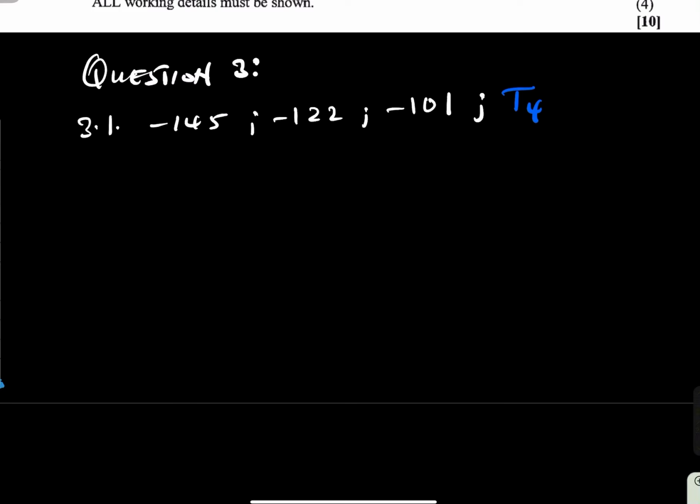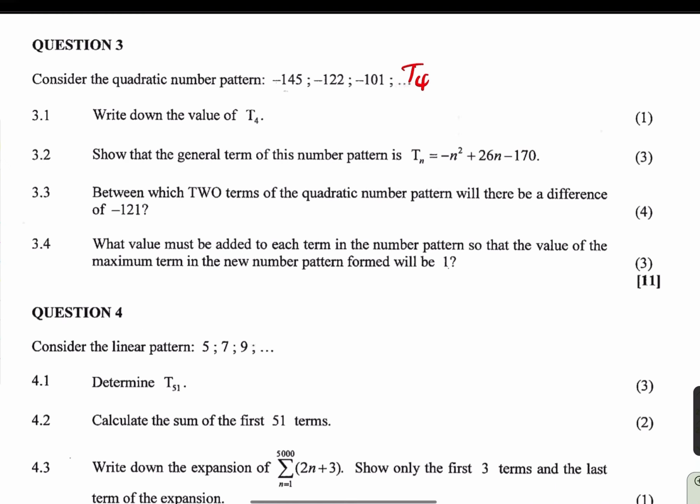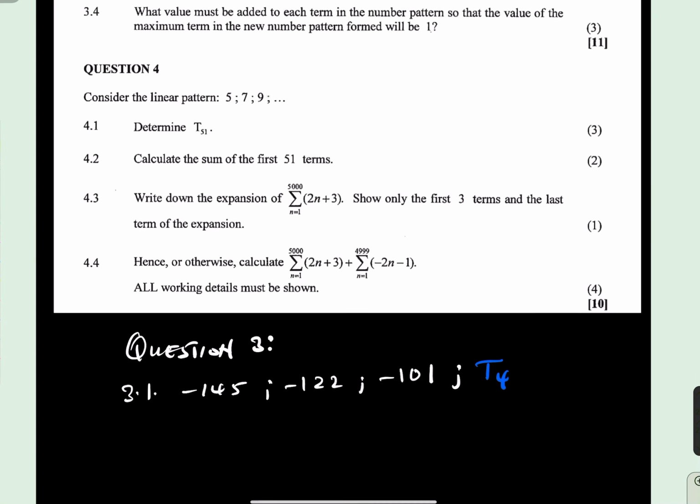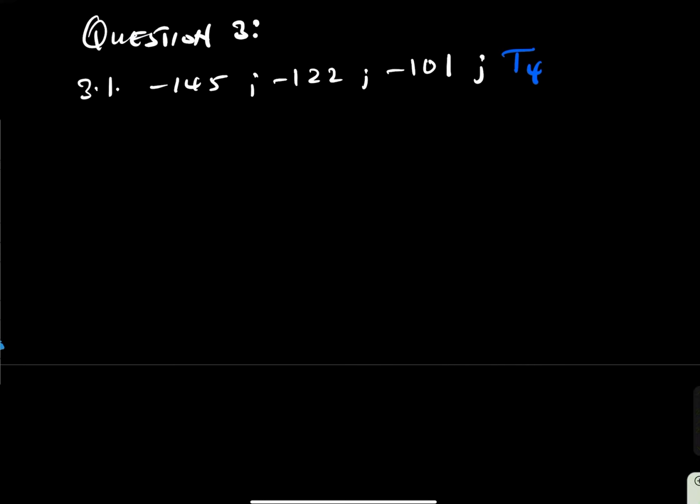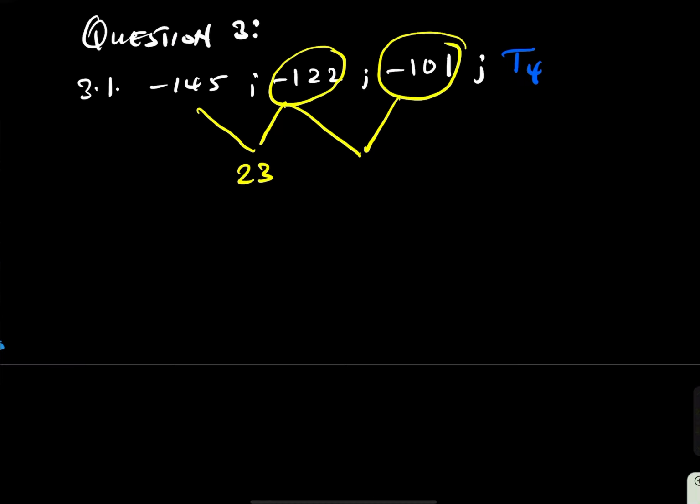Let's check how we're going to do that. By the way, they told us that this is a quadratic pattern, so we are going to find the first difference. Minus 122 minus minus 145 is a positive value, which gives us 23. Then minus 101 minus minus 122 is also a positive value, so that gives me 21.